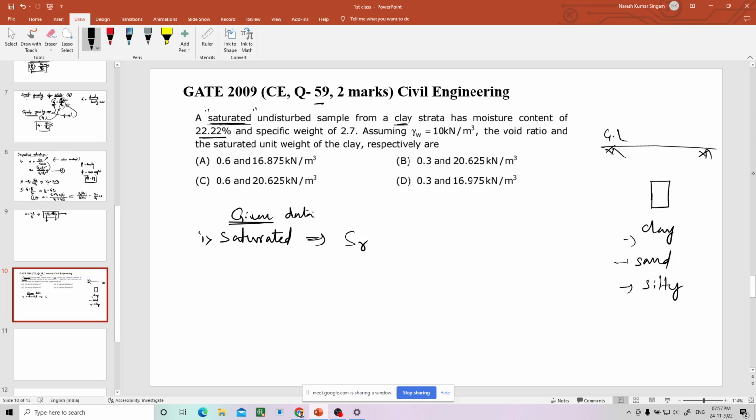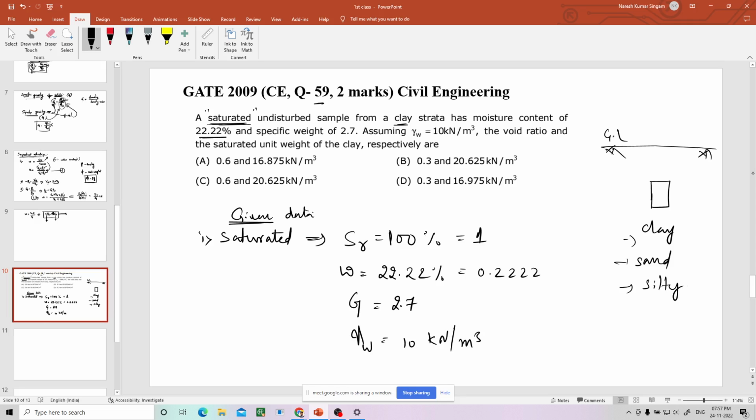Saturated means what? Sr equal to 100 percentage, or 1 you can write, because fully saturated. Then what is the moisture content? Moisture content is denoted by w, that is 22.22 percentage, that means 0.2222. Right? Specific gravity, that is G, is 2.7. Then gamma w, 10 kilonewton per meter cube. So what you have to find out is void ratio, that means e, and saturated unit weight, that means gamma sat.